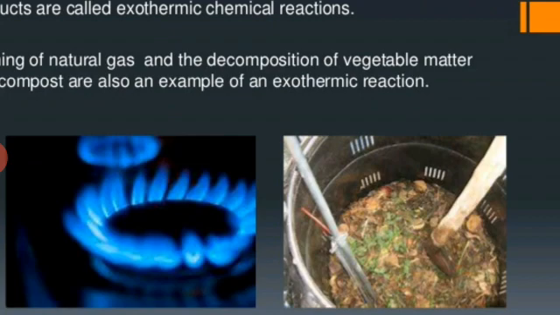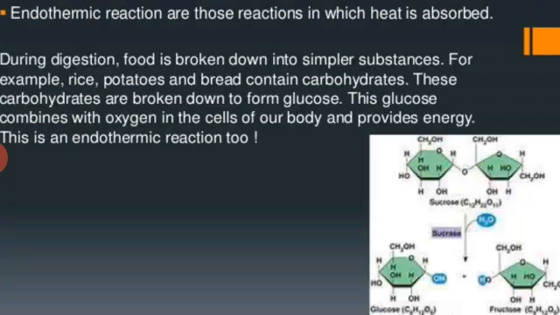Whenever you touch a pit in which you are making compost, you will feel hot. It is because it is an exothermic reaction. So exothermic reactions are those in which heat is given out, and mostly the combination reactions are exothermic reactions. And opposite to exothermic is endothermic reactions. Endo means in, therm means heat. A reaction in which heat is given to the reactants is called endothermic reactions.